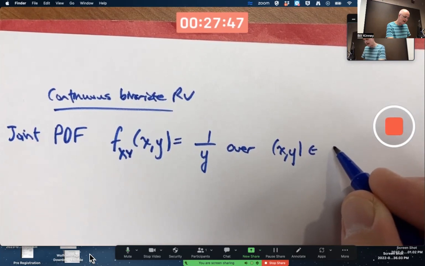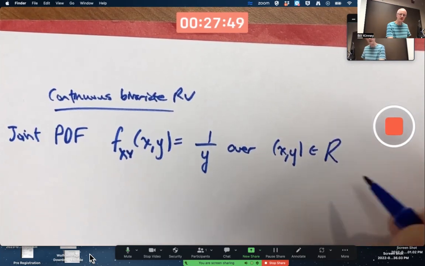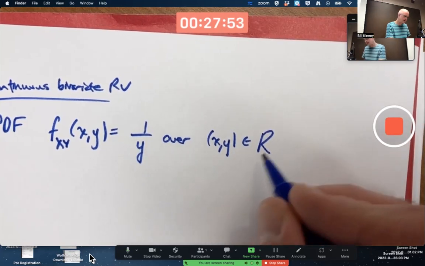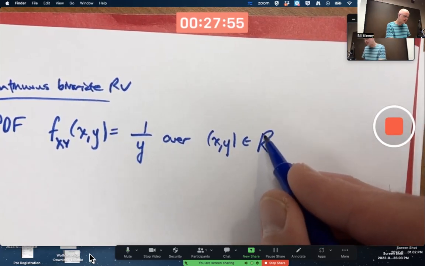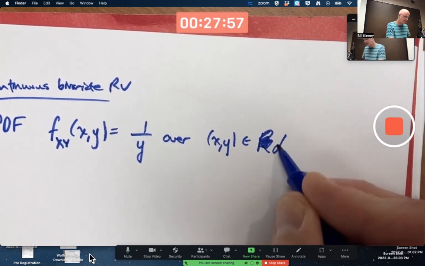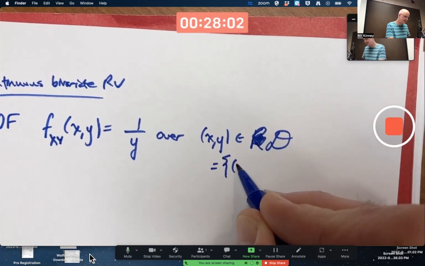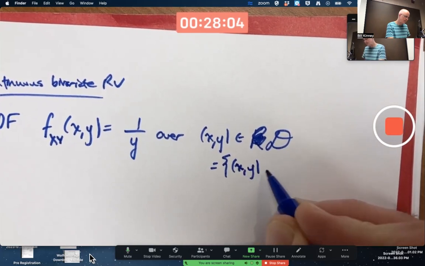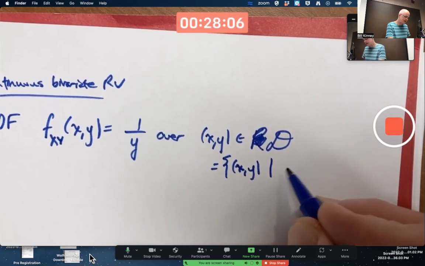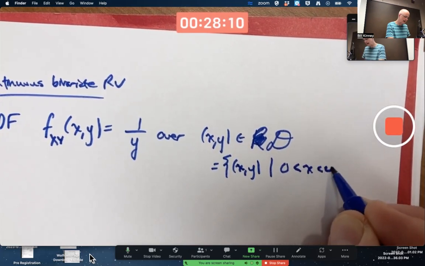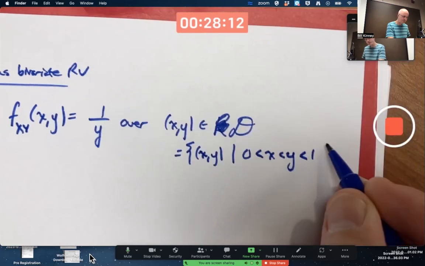I'll call the domain R for region. I could call it D for domain. Well, maybe I shouldn't call it R because it's not a rectangle. Sorry, I'll call it D for domain. That is the set of all points in the plane satisfying the condition that 0 is less than x is less than y is less than 1.